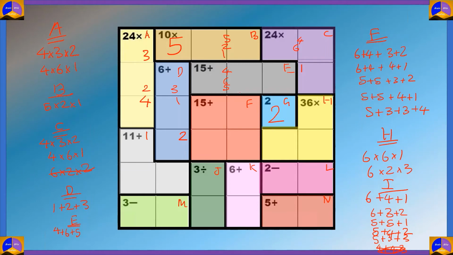Now, let's look at cage H. In cage H, if we use the option from cage C, we can eliminate the option 6 times 6 times 1, because if we use that, it would be a repeat of 1 in the same column. So, we'll be using the option 6 times 2 times 3 if we use the option 6 times 4 times 1 in cage C. Now, 2 can't come over here or over here, as then it would be a repeat of 2 in the same column and in the same row. So, the 2 would go over here.